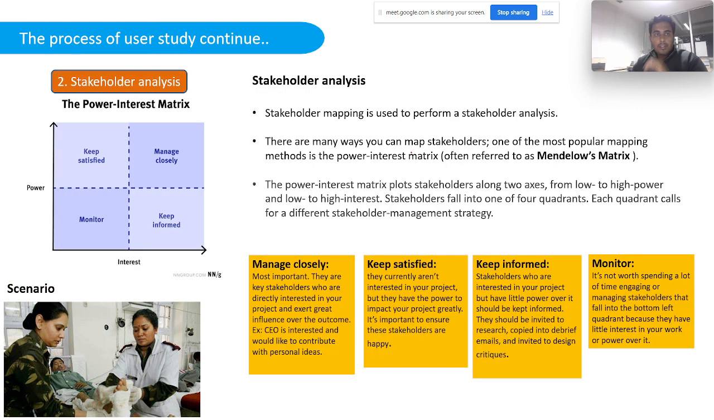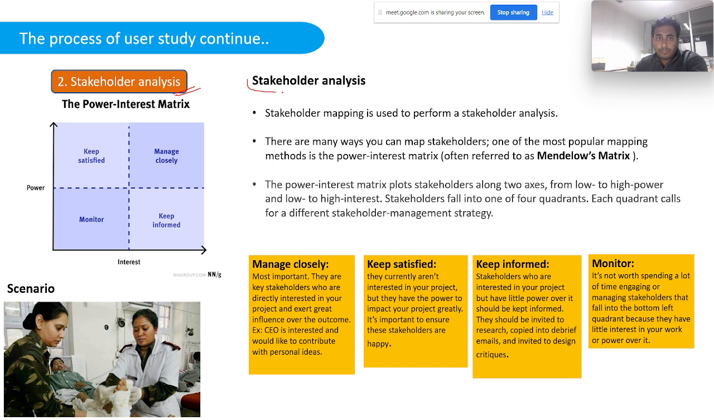Okay, so the next task is stakeholder analysis. Now the next thing is, when you are segmenting your users, this is to conduct your user study. You do that in order to arrange your set of questions, in order to plan your study, and what techniques you will be using for which particular group.